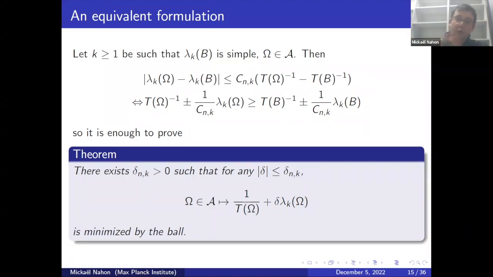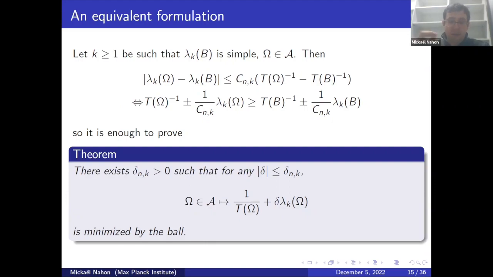And then you put all the omega on one side, all the ball on the other side. So this is like saying that 1 over the torsion, so this is like lambda 1 basically, plus or minus a small constant times lambda k is larger than the same quantity on the ball. So in a way, we can rephrase this problem as saying, can we prove that 1 over t omega plus delta lambda k of omega is minimal on the ball when delta is small enough?